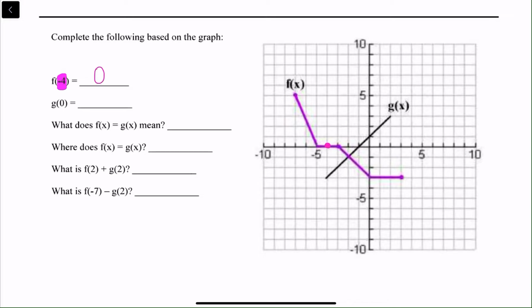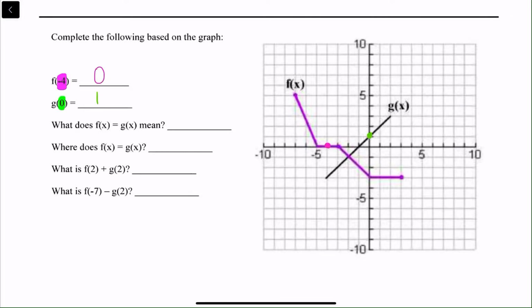My next problem is g of 0. 0 is inside my parentheses, meaning that it's going to be an x value. I go to 0 on my x-axis, and then I have to look for my g graph, which is black. I go up to my g graph, and that will give me 1.